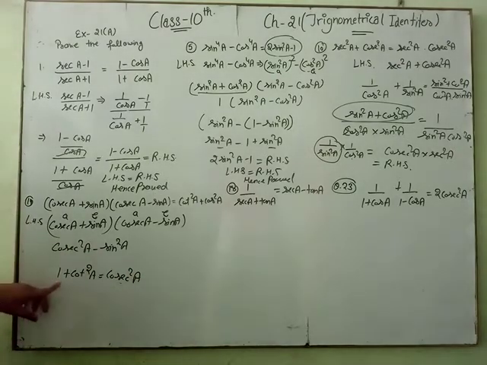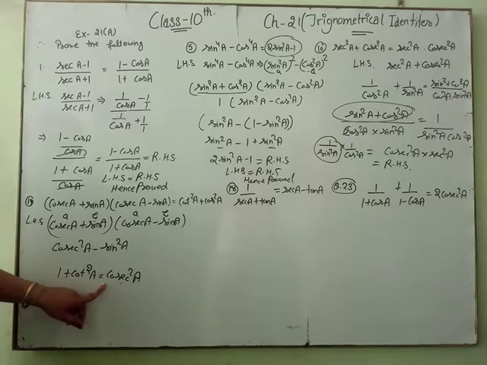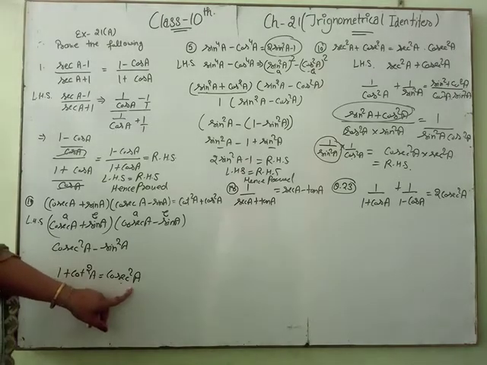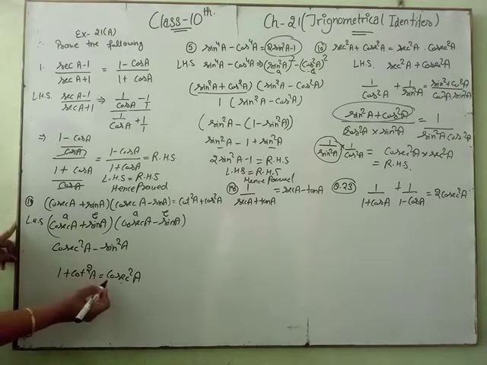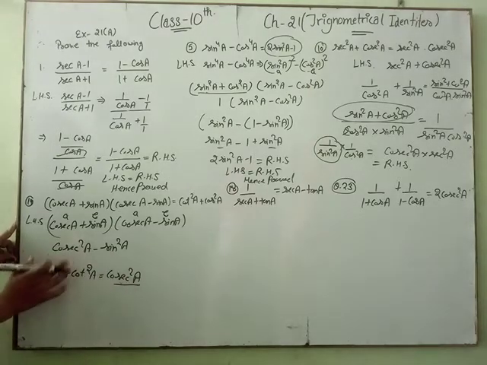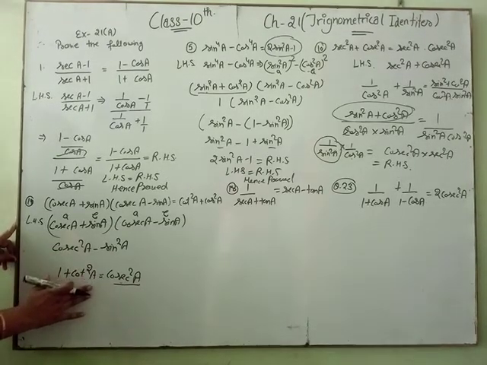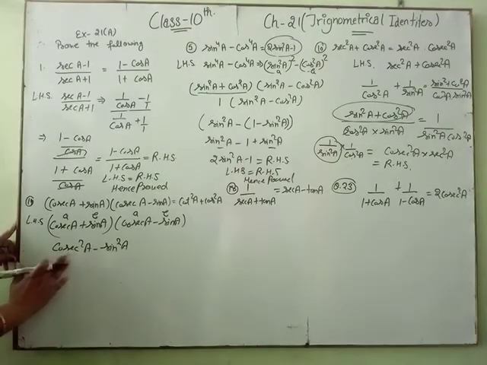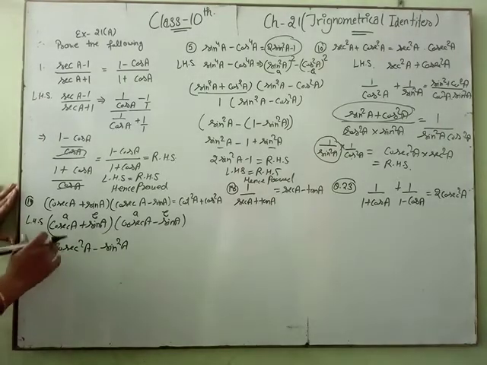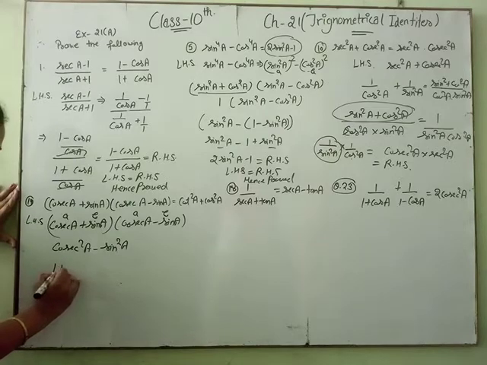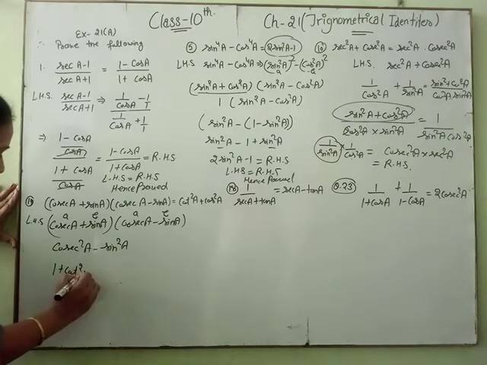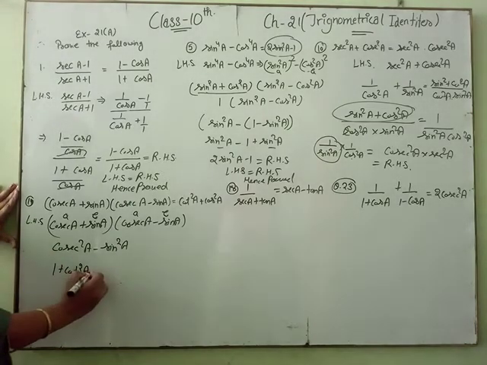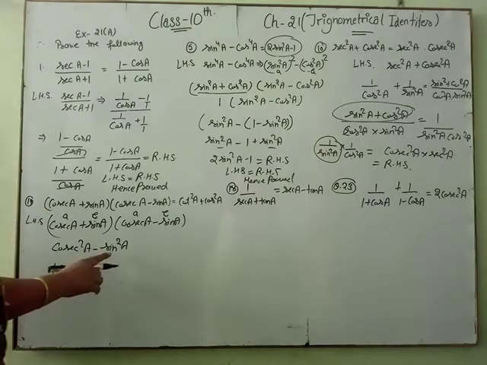Okay. 1 plus cot square A equal to cosecant square A. So in place of cosecant square A we write 1 plus cot square A. And minus, this is sine square A.